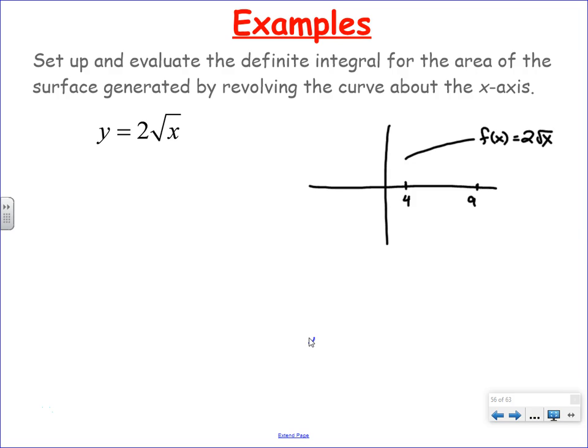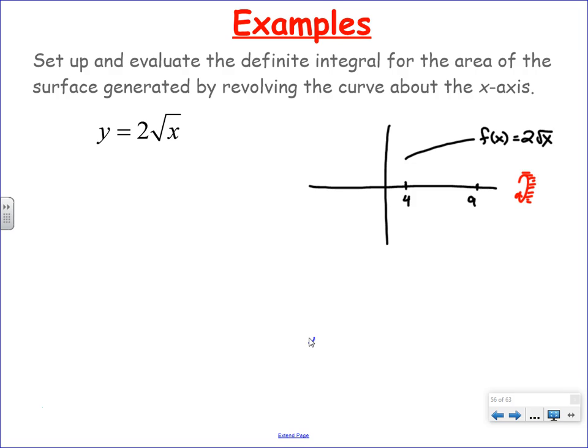Okay, so, set up and evaluate a definite integral for the area of the surface generated by revolving the curve about the x-axis. Guess what I already did for you? The line: 2 square root of x between 4 and 9. Where is it revolving? X-axis. So dx or dy, right? Because we would slice it perpendicular and that would be a dx.